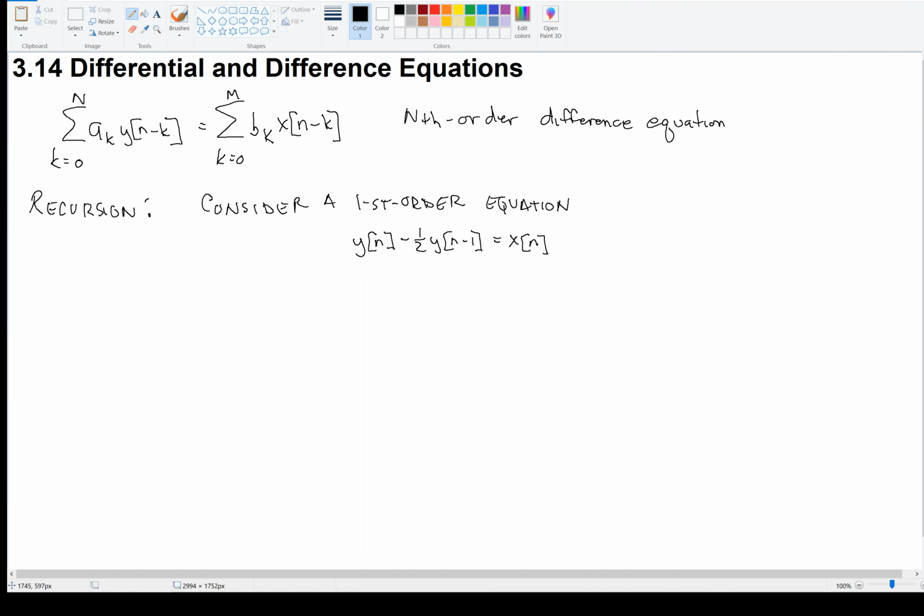Okay, that's the difference equation that we're going to try to solve, and we're going to give it an input x of n equals k, so some constant, times the impulse. k is a constant, possibly complex. Okay, we're going to try to find y.